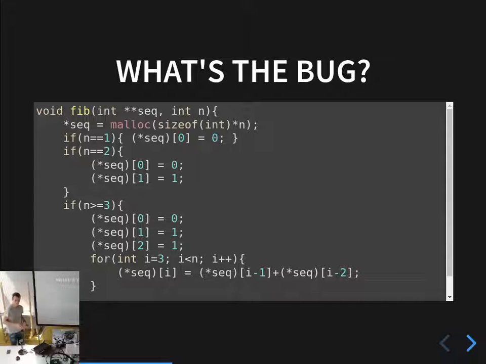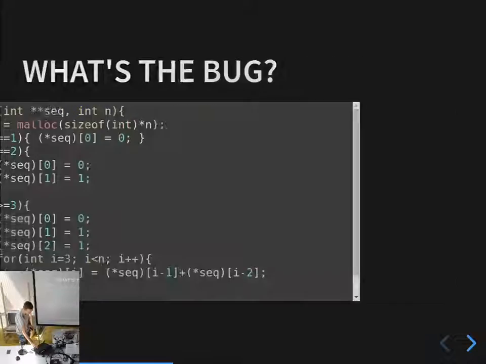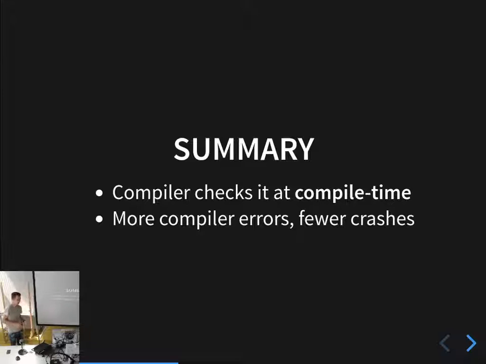So this is the reason why it's very important that the compiler automatically checks these issues for us, because the compiler is much smarter and we should rely on the compiler. So in summary, the compiler checks all these things at compile time. You don't even have to run the program to know that it would crash. This means you have more errors at compile time, and thus fewer crashes at runtime.